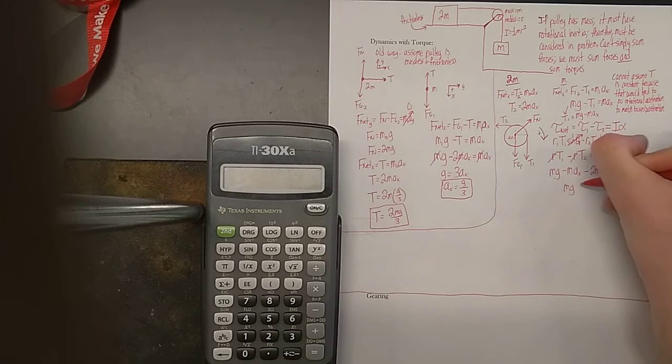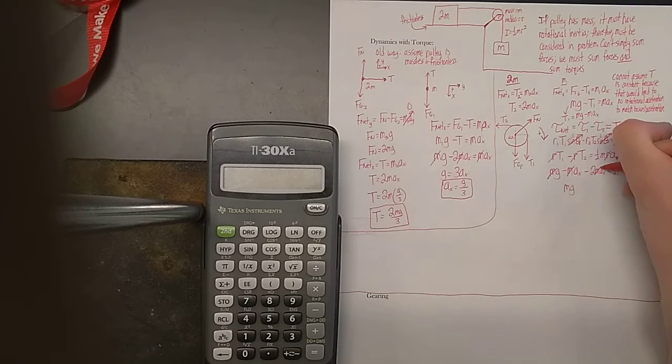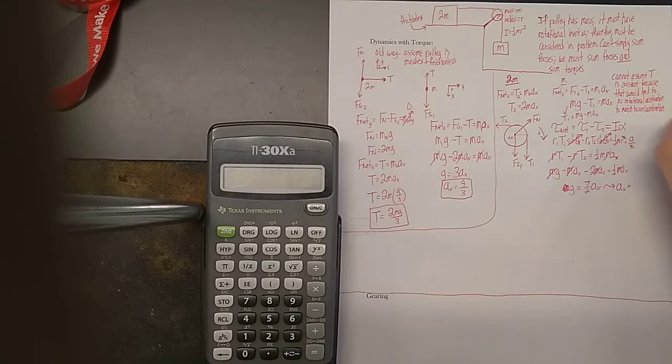So I have mg. Oh wait, I have m's in every single one of these. I can cancel out all the m's. So I have g equals 7/2 ax. If I want to solve for the acceleration, I simply divide by 7/2. I end up with the acceleration is 2/7 g.